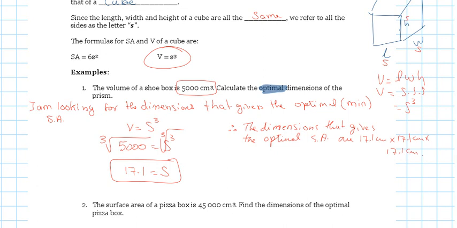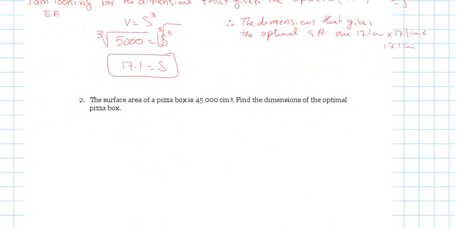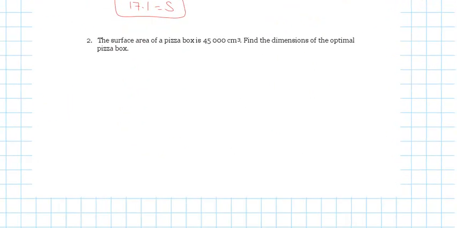All right. Now let's look at the second question. Other than the question itself, there is a mistake in that question. Can you find it? They put the cube for the area. It should be the volume square. It should be centimeters squared. So the surface area of a pizza box is 45,000 centimeters squared. Find the dimensions of the optimal pizza box.